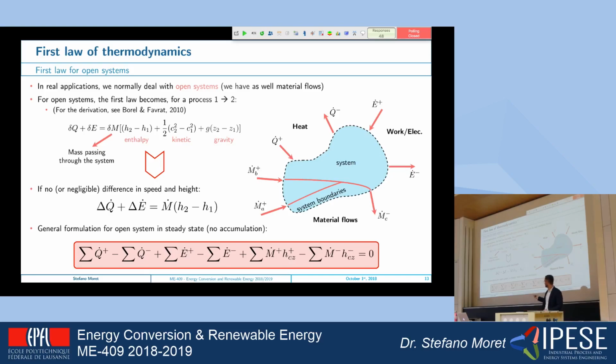So this equation tells us that, once again, the total amount of heat, the total amount of work, and the total amount of, let's say, energy contained in fluids entering a system will also have to leave the system if there is no accumulation.